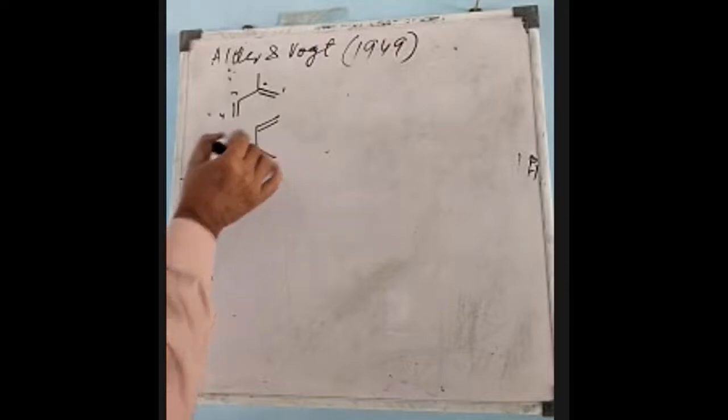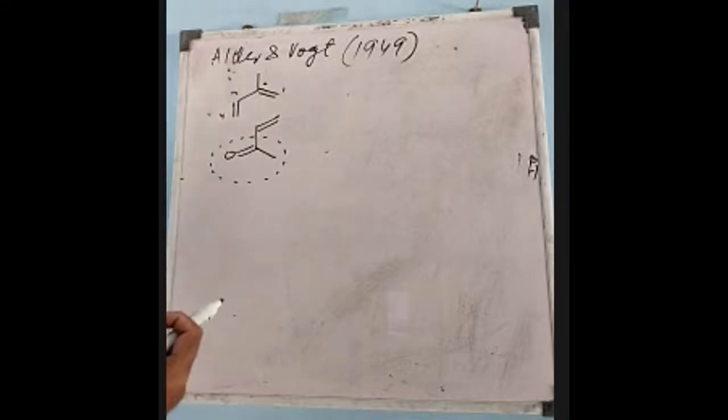What are activated alkenes? Alkenes which contain an electron attracting group. Look over here, this is the acetyl group. The acetyl group contains the ketonic group. Ketonic group, aldehyde group, ester group, carboxylic acid group, sulfonic acid group, nitro group, cyano group: these are all known as electron attracting groups. If one of these groups is attached to the alkene, that alkene is known as an activated alkene, or dienophile.